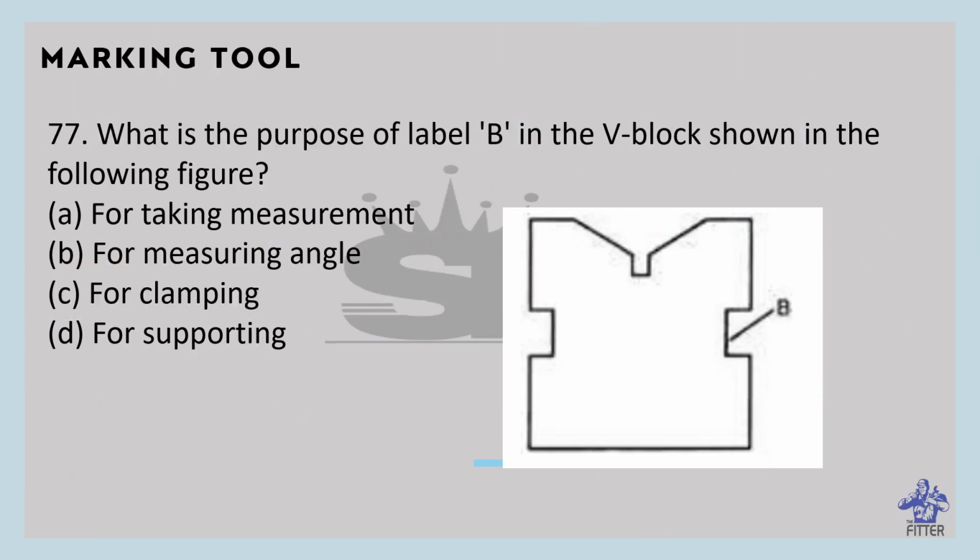What is the purpose of label B in the V block shown in the following figure? This part is used for clamping. And these inclined surfaces are there, right? So these two are called V flanks.